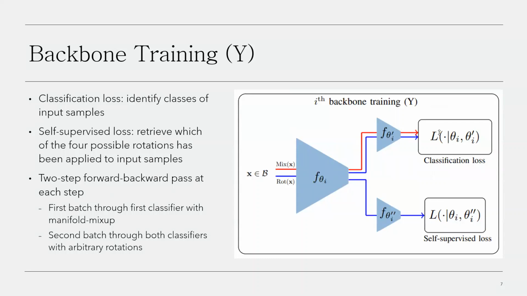So there are 2 different types of losses that are associated with this model. The first is the classification loss. So this identifies classes of the input samples, similar to what we've been doing all along. So it says if a cat's a cat and a dog's a dog. And then the other prong of the Y is the self-supervised loss. So this one retrieves which of the 4 possible rotations has been applied to the input samples.